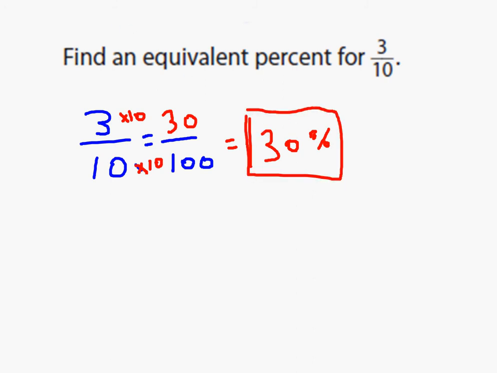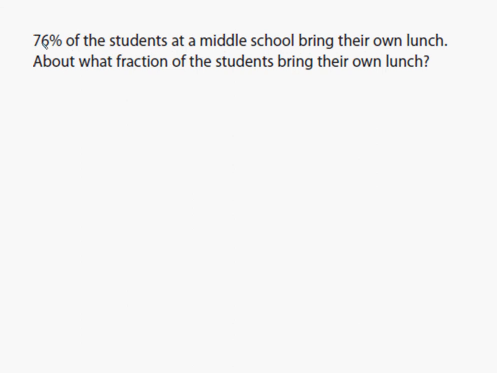There you go. Okay, so now let's start with a percent and go back and then make that into a fraction. We're going to do it backwards. 76% of the students at a middle school bring their own lunch. Now I'm going to find exactly what fraction of the students brought their own lunch. So 76% we know is the same thing as 76 over 100. Now I'm going to simplify this.